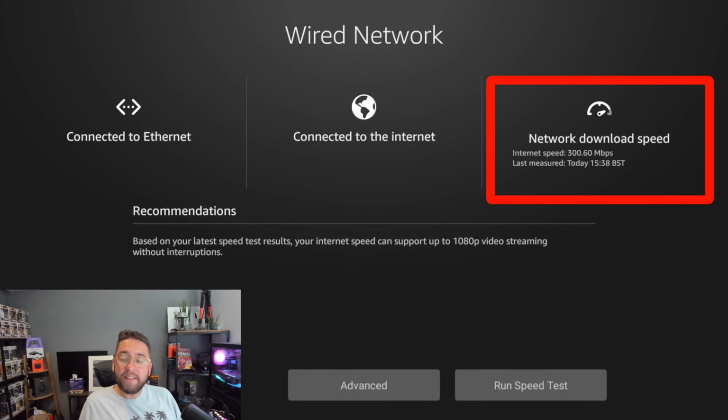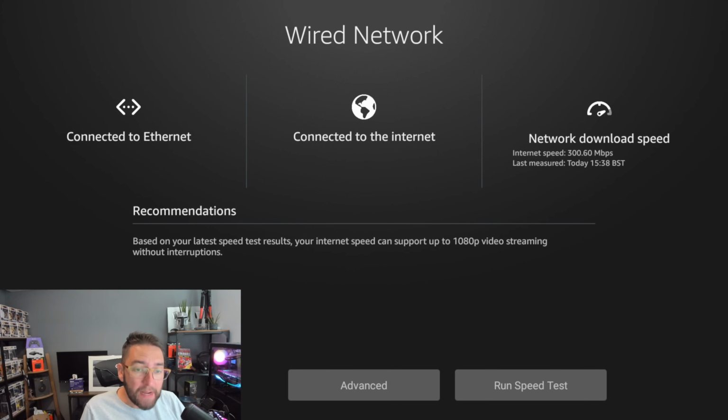So you can just look at my internet speed now. It's over 300 megabytes per second. That's crazy compared to what we were getting. So let's see how we got there.